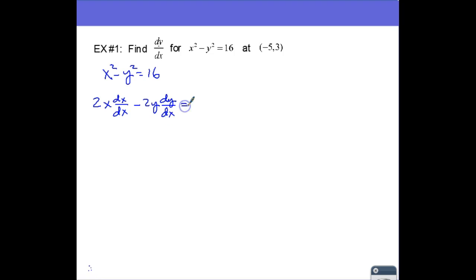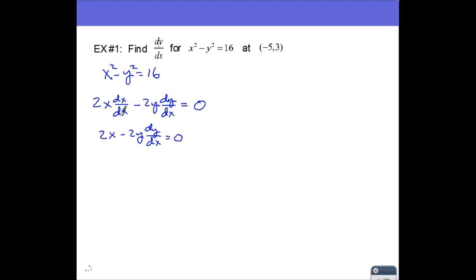And then this is going to be equal to, and if we differentiate a constant, we get 0. Now, let's go ahead and simplify this. dx/dx is actually just 1, so we can write 2x minus 2y dy/dx equals 0.